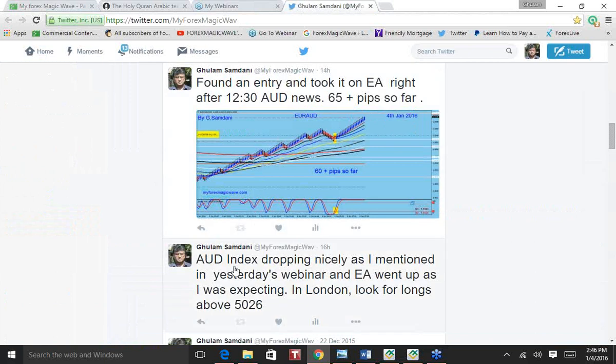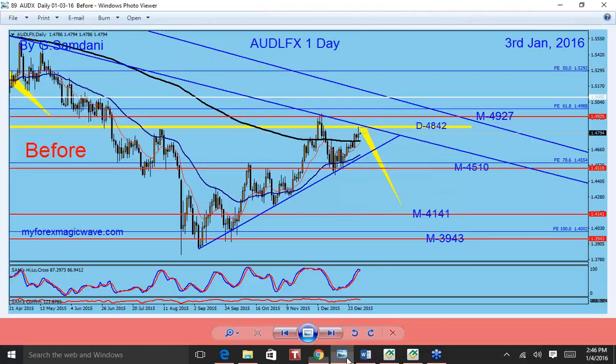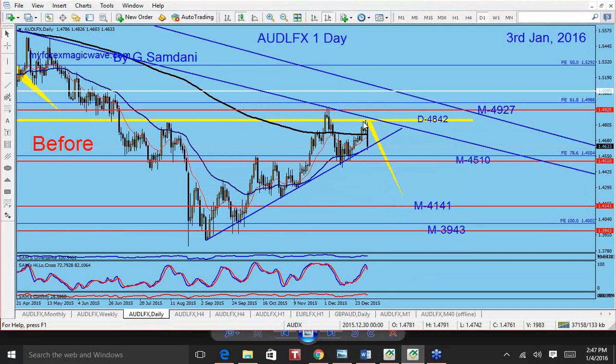So when I said that Aussie index is dropping nicely, as I mentioned in yesterday's webinar, how do I mention it? I'll show you. This was my chart. Aussie index, one day, 3rd January, I showed it in the webinar that this is the area that we're going to drop. And look at this current chart. Because of this drop, we are stopped at this teal, but I will be expecting, if we break below the teal, then, but the trading time is finished.